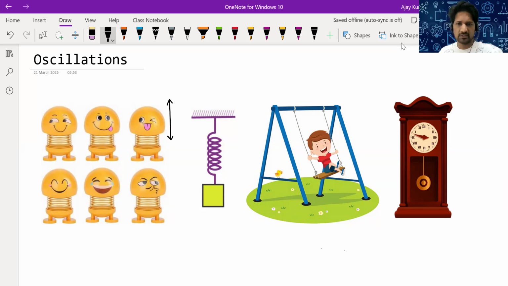Next is a spring block system suspended vertically. This one also, you pull the block down a little bit and release, you will see it oscillating up and down.